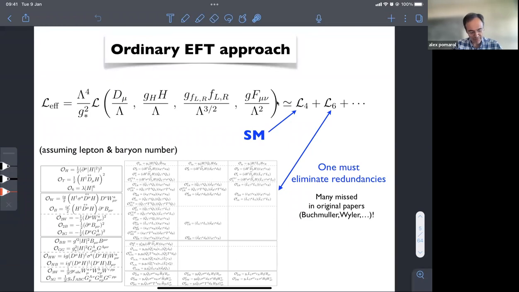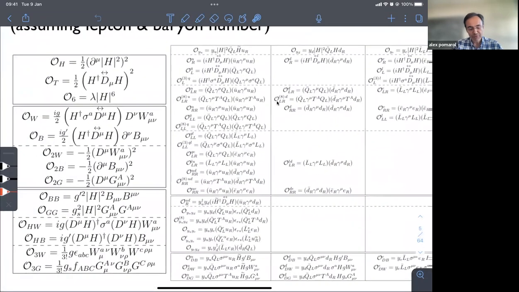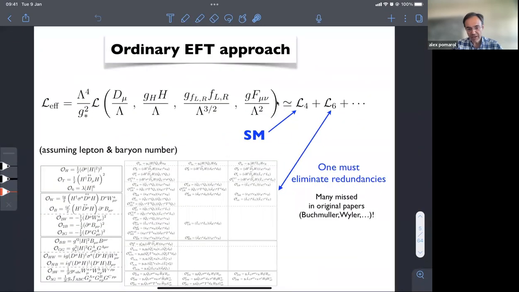Here is the table, but you don't have to look at it, you already had lectures on this. I only tell you that it's not easy to get this, because there are a lot of redundancies. Remember, the fields are not physical quantities, so you can redefine them. They're like coordinates. You can change coordinates and your physics doesn't change.